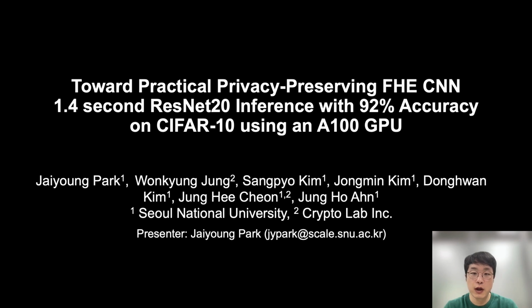Today, I introduce me and my colleagues' work to run neural networks on encrypted data. Our implementation can run a ResNet20 model on an NVIDIA A100 GPU in just 1.4 seconds, enabling secure and fast analysis of sensitive data. We've also prepared an exciting demo to showcase our implementation in action, so stay tuned.